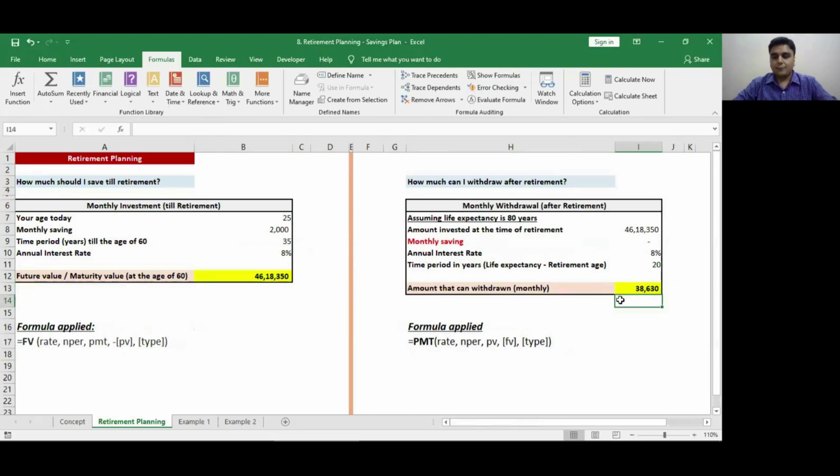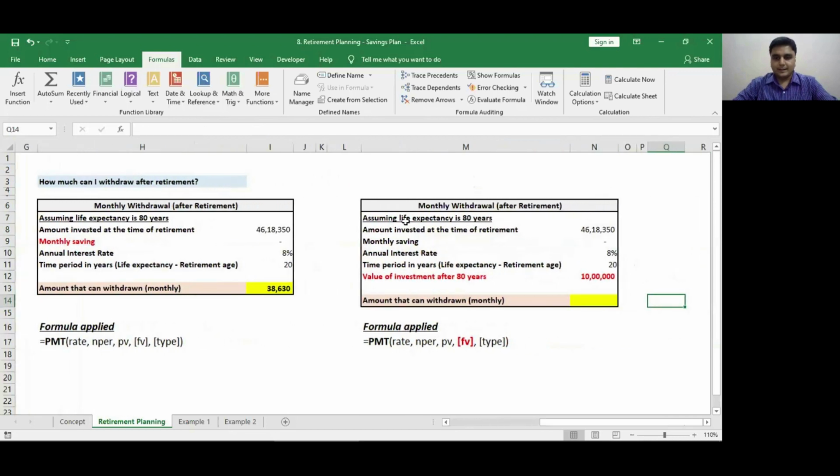Now let me add one additional parameter in the given case. इस case में everything is same except the value of investment after 80 years, wherein I am saying the value should be 10 lakh rupees. इसका मतलब ये है कि मुझे अपने विड्रॉल इस तरीके से प्लान करने हैं जिससे एट द एंड ऑफ 80 years I still have at least 10 lakh rupees in my bank account. So for this we need to apply the formula of PMT once again. I'll input rate divide by 12.